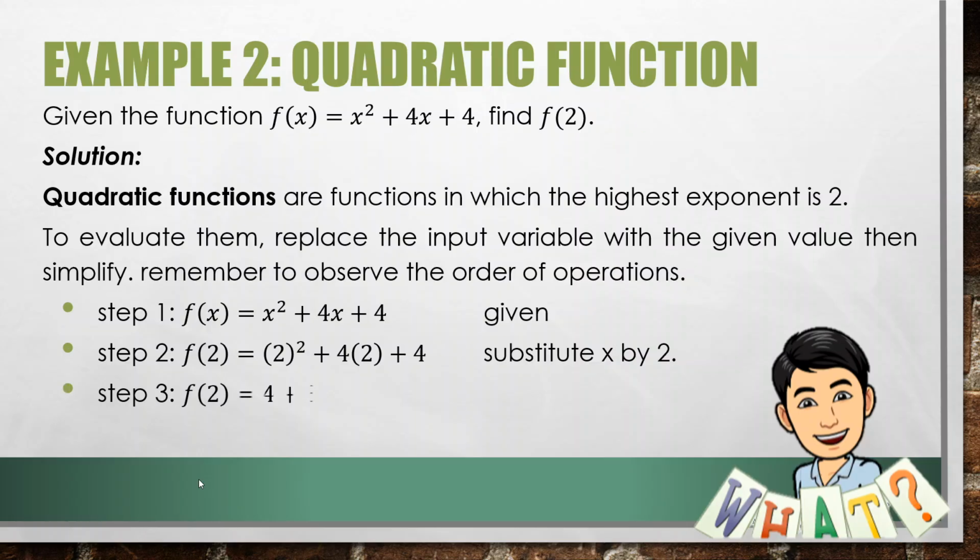Step 3. Simplify natin. So, f of 2 equals to yung 2 squared, naging 4 na siya. And then, plus, yung 4 times 2, naging 8. And then, plus 4. Step number 4, simplify natin. So, dahil addition lang naman siya, we have 4 plus 8 plus 4, that is equals to 16. So, our final answer is f of 2 is equals to 16. Okay, next. Kaya nyo na yan.